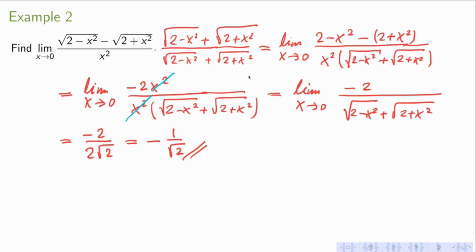So see, by multiplying with this complicated expression, we actually simplify quite a bit, and in the end we are able to compute the limit, although first it looked like the case 0 over 0, but 0 over 0 is not well defined. It can actually lead to any number, to really any number. In this case it is minus 1 over root 2.